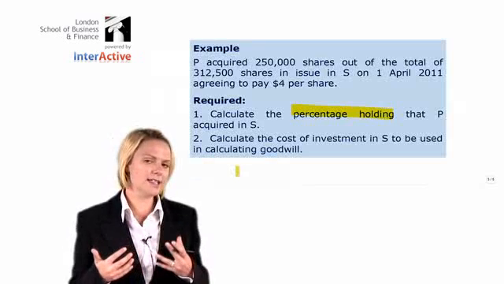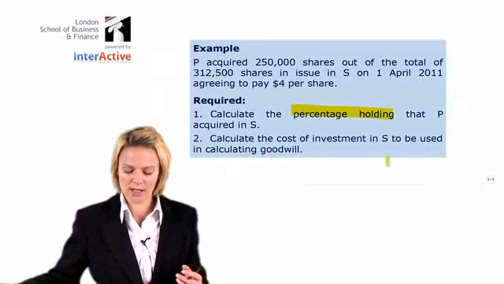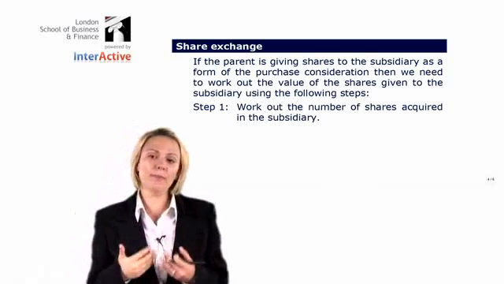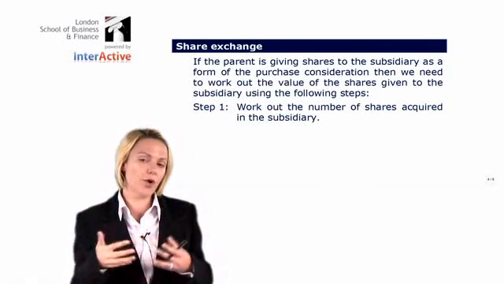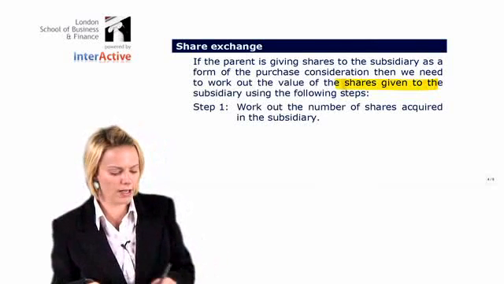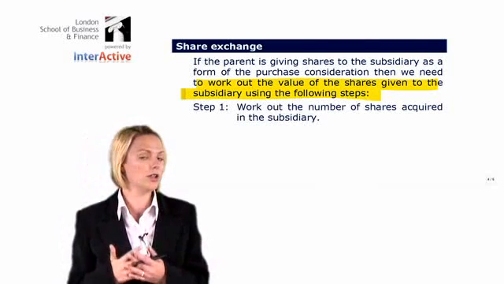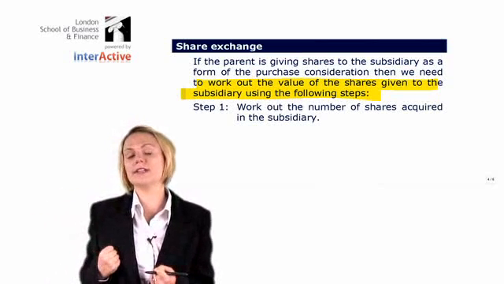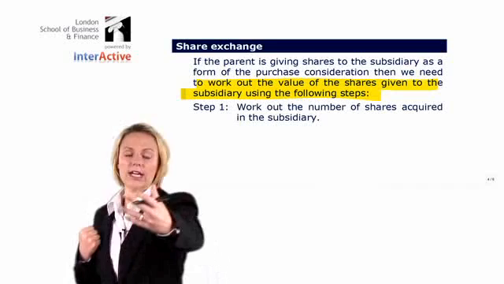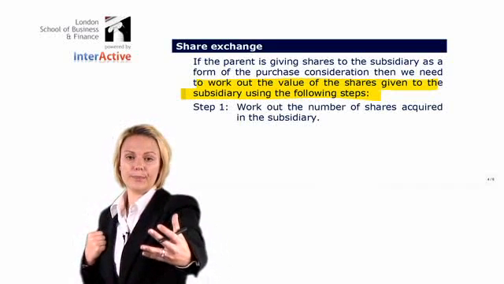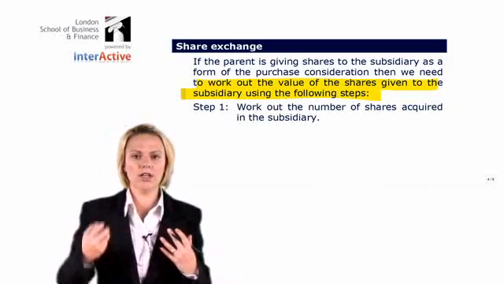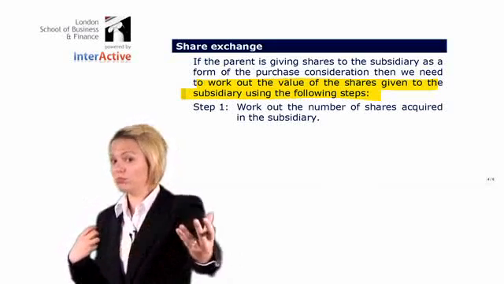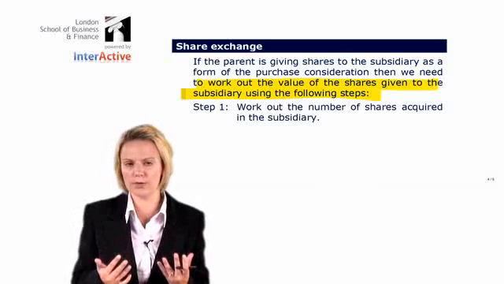So what we're going to spend the rest of this chapter thinking about, and the rest of this video, is this idea of a share exchange. So, if the parent is giving shares to the subsidiary as a form of purchase consideration, we need to work out the number of shares given to the subsidiary using the following steps. So we could say to the subsidiary, yep, we're going to buy 250,000 of your shares, and in return, we're going to issue a proportion of our own shares in return. Okay? So it's a share-for-share exchange. The sub is giving me shares, and I'm going to give them some of my own shares in return, rather than giving them cash, or giving them cash as well as shares. Could be a combination of both.